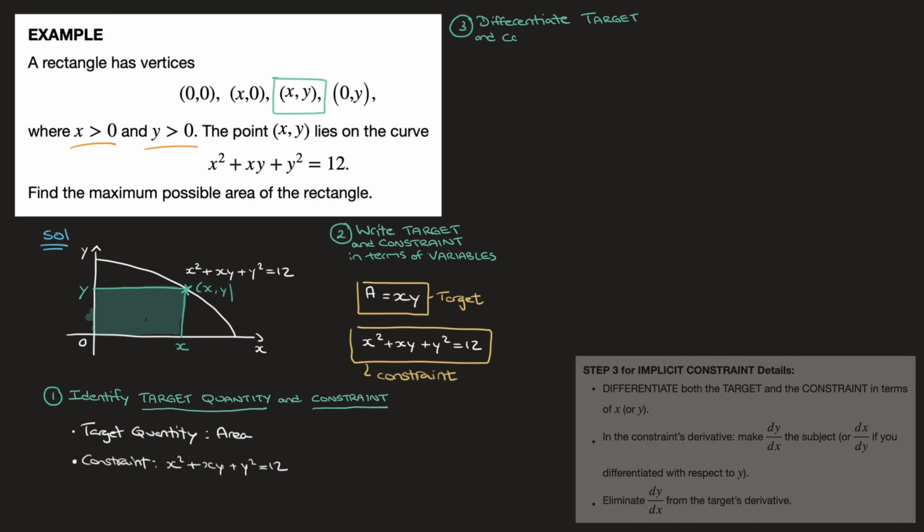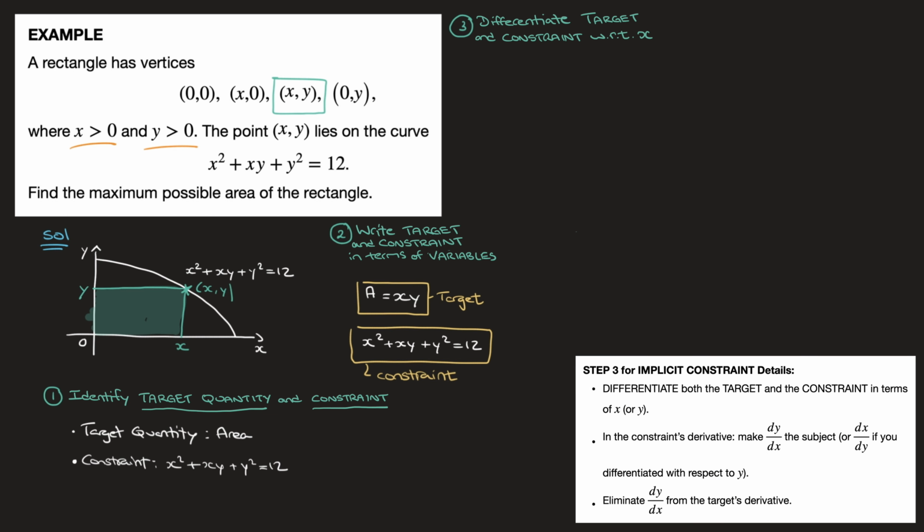Or we could also differentiate with respect to y, but force of habit often leads us to differentiating with respect to x. And once that's done, both of the derivatives we'll obtain will contain a dy dx term. Or if we choose to differentiate with respect to y, both of the derivatives we'll have will contain a dx dy term. And the idea here is we'll be using the constraint's derivative to make dy dx the subject, to then eliminate the dy dx we'll obtain in the target's derivative. Now, I'm well aware that may sound overly confusing. Don't worry though, I'm quite confident it will make sense as we work through step 3.